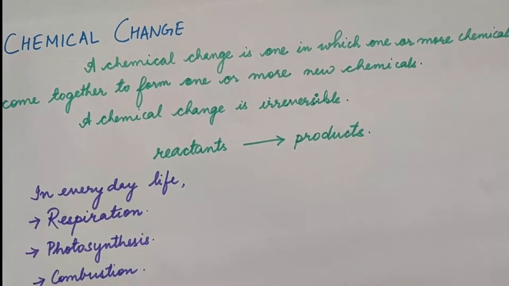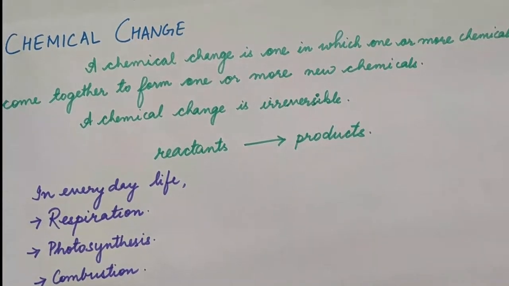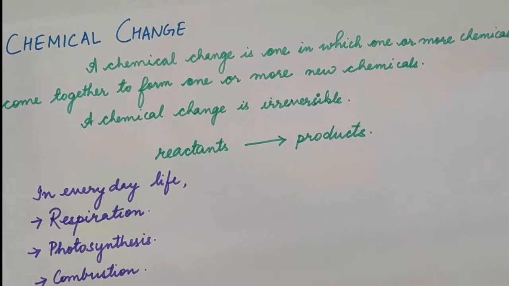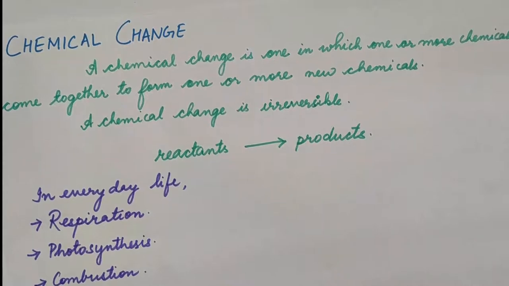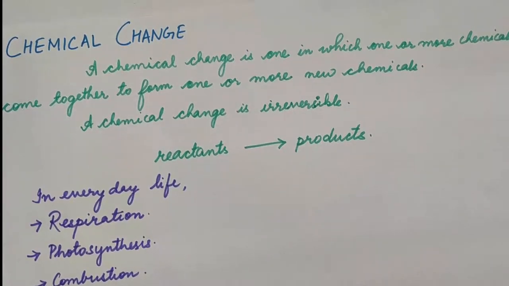You know that around you a lot of changes take place which are categorized into physical and chemical changes. In the first part, I had explained to you about the different kinds of physical changes that take place around us, like boiling, evaporation, condensation, and so on. When we talk about chemical changes, the various processes like digestion of food or the cooking of food can all be categorized as chemical changes.